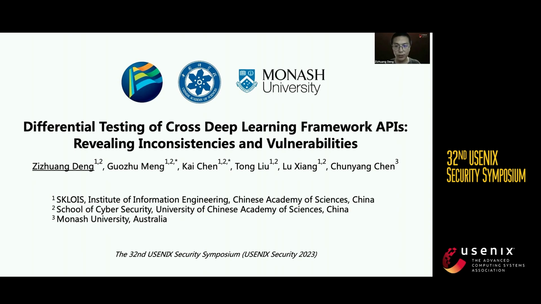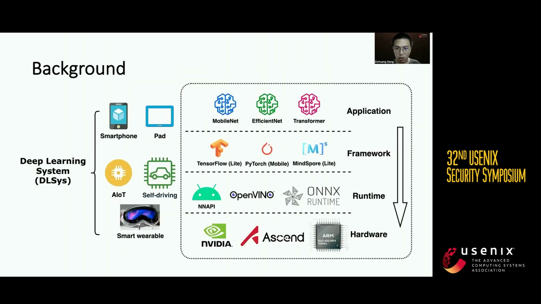The paper I'm sharing today is our testing work on the deep learning framework APIs. In this work, we adopt differential testing to find API bugs across different deep learning frameworks. Nowadays, deep learning systems are rapidly evolving.